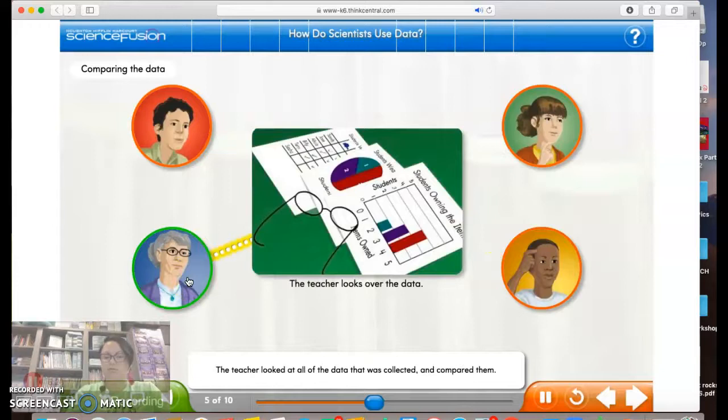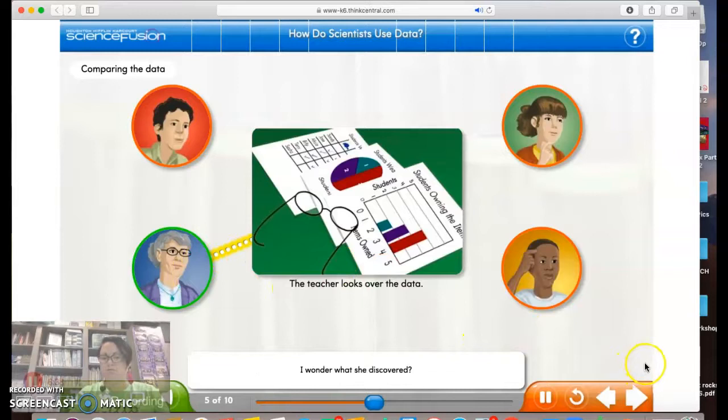The teacher looked at all of the data that was collected and compared them. Each student had used the same data, but chose to display it in different ways. So, the teacher had a lot of information to use and analyze. I wonder what she discovered.